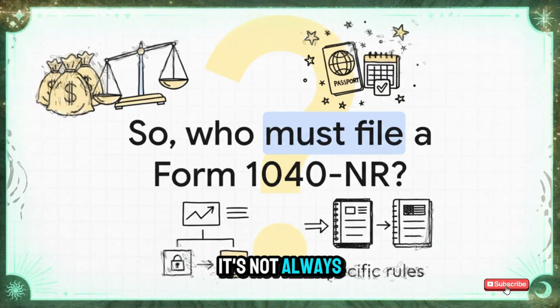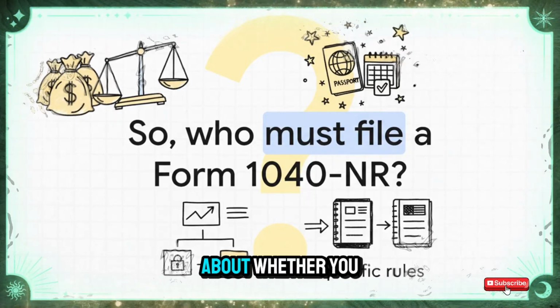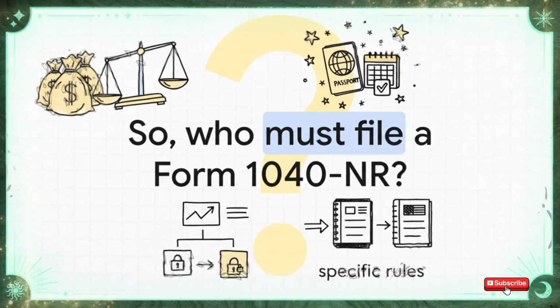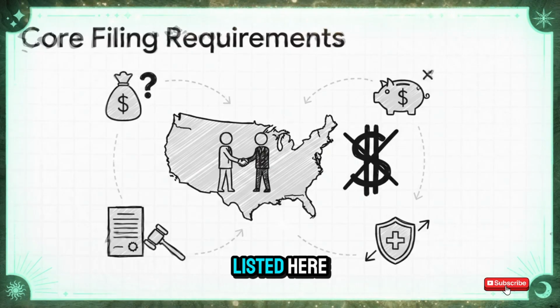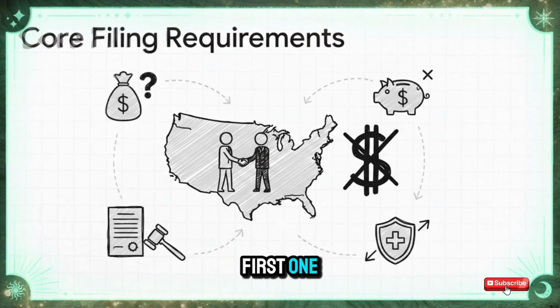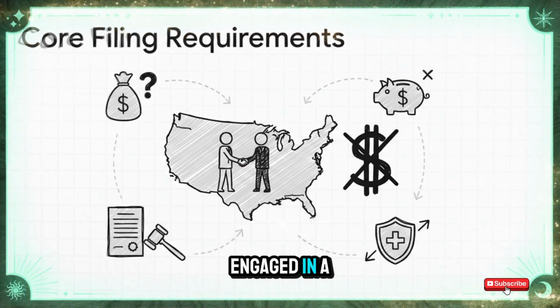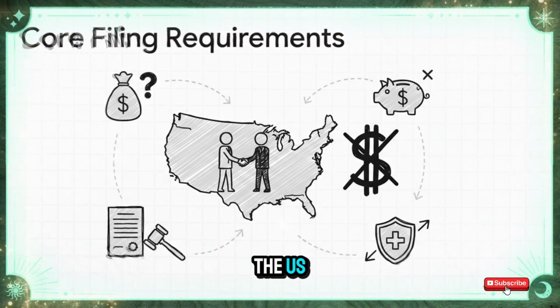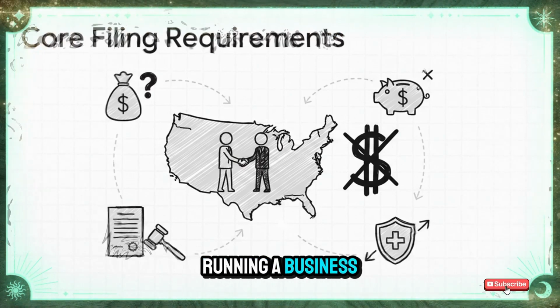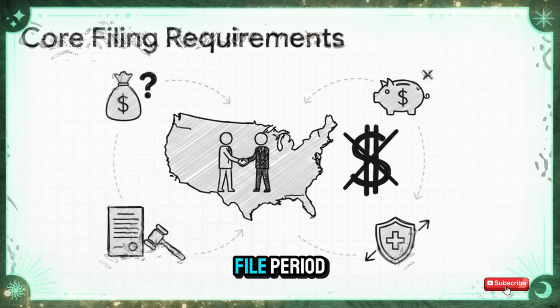It's not always what you'd think. It's not just about whether you owe money. The rules are super specific. Now you'll see a few triggers listed here, but the big one, the most important one, is that first one. If you were engaged in a trade or business in the US, and that basically means any activity for profit, like working or running a business, you have to file, period.